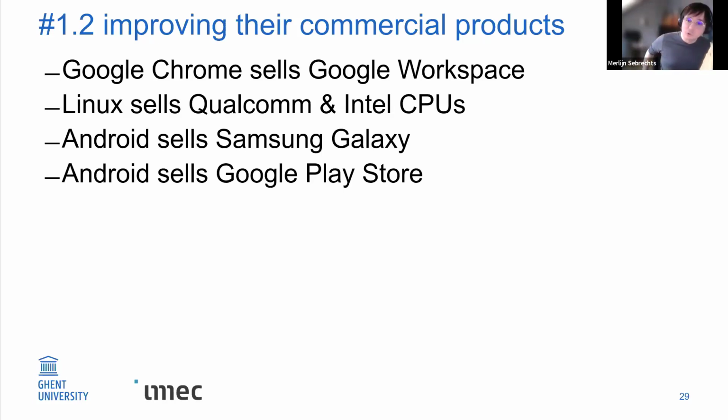Google develops Chrome in order to sell Google Workspace and Google Advertisement. Qualcomm and Intel create Linux in order to sell Intel CPUs and Qualcomm systems on a chip. Because in order to sell hardware, you actually need software to run on it. And the cheaper the software is to run on it, the easier it is for people to actually buy the hardware. Same with Android. Android is being developed by Samsung in order to sell their phones. Android is also being developed by Google in order to sell the Google Play Store.